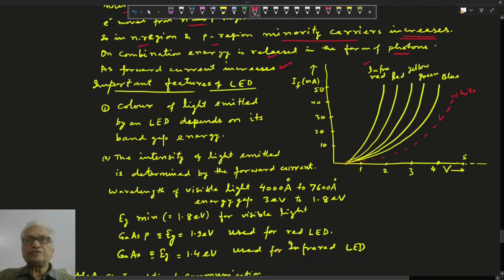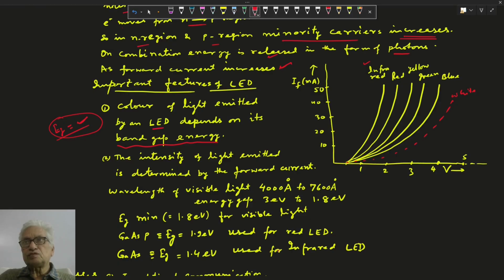Important features of this LED: the colors of light emitted by the LED depend on the band gap energy. Depending on the band gap energy, the wavelength may correspond to red, yellow, and different colors. So the LED gives different color light depending upon the band gap energy. Which type of LED do we use for different colors? The energy gap is different for different colors.